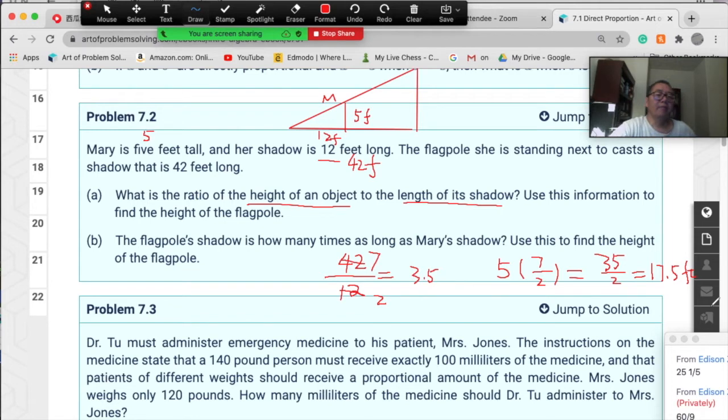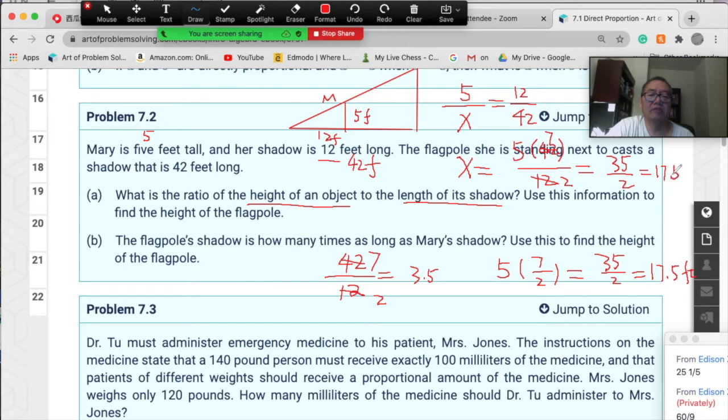Okay? See, this one, it's also a direct proportion, right? So you can do it this way. The height of the flagpole, suppose that's x. So 5 over x equals 12 over 42. Okay, then you solve this equation. So you get x equals 5 times 42, then divided by 12. So simplify their common factor, 6 between 12 and 42. You get this one's 2, this one's 7, so 35 over 2. Then this one equals 17.5. Okay.